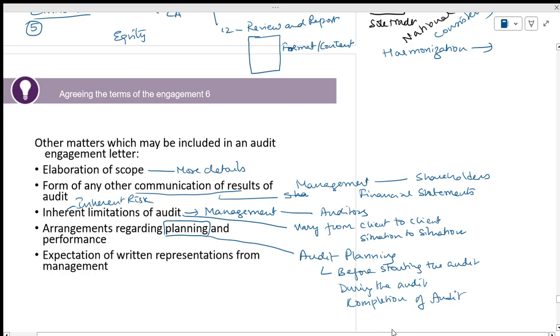And regarding the arrangement, regarding the planning and performance, definitely planning will lead to performance, how we are going to execute. Expectations of written representations. Any idea about this?